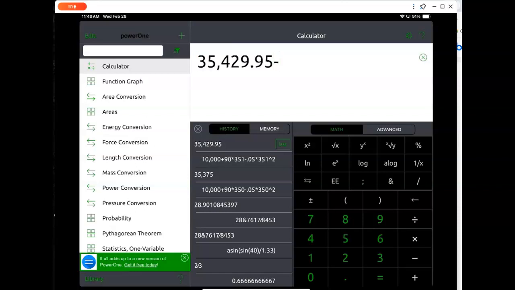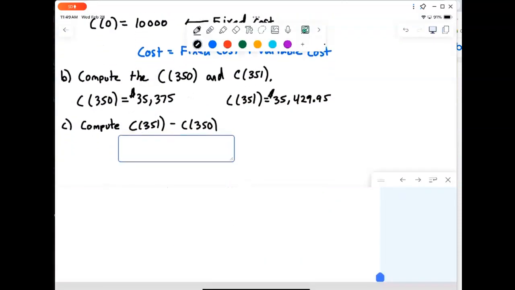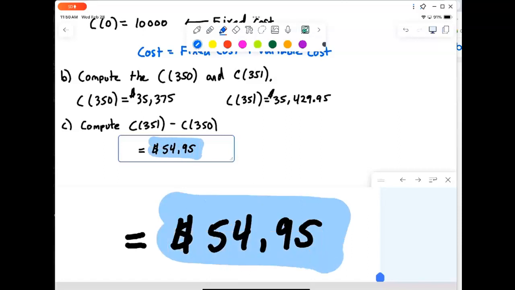35,429.95 minus 35,375. And when we do that, we get an answer of 54.95. That's equal to $54.95.